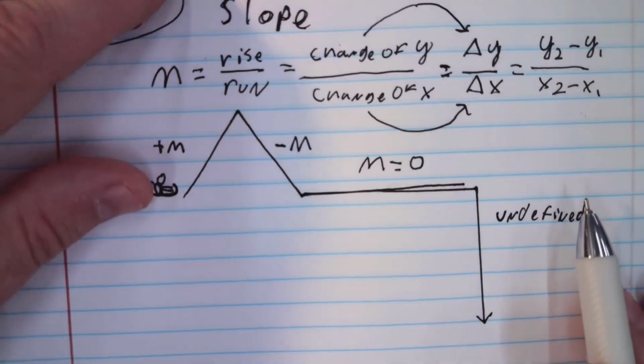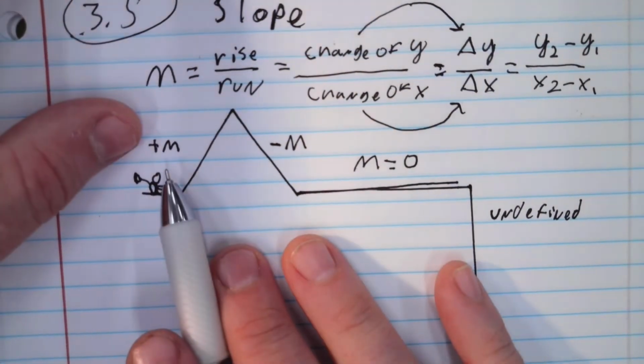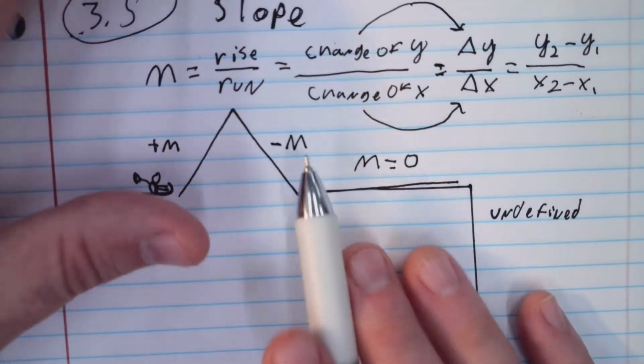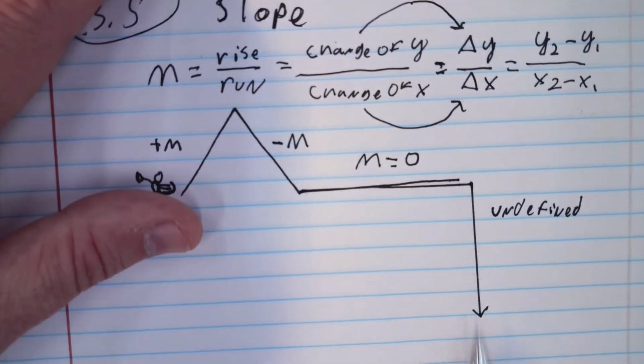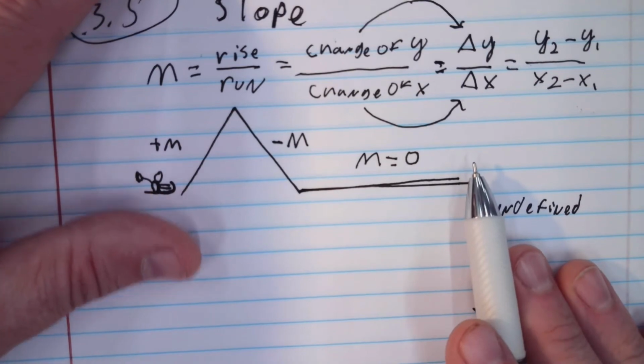So every time we see a graph, we can always check it. Positive slope, it's going up. Negative slope, going down. Flat slope, 0. Straight up and down, undefined.